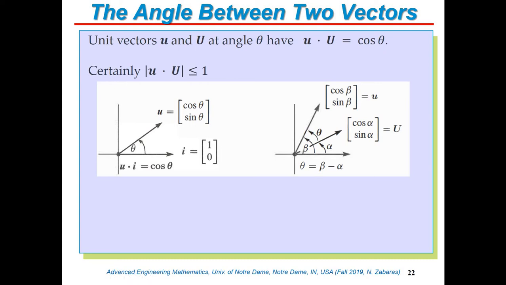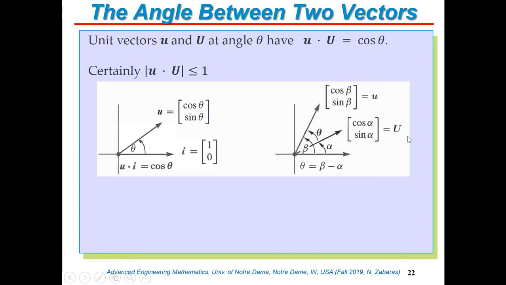And of course, you're going to ask, why is that? Maybe you already know this. Maybe you even use this as a definition of the dot product in other courses. But let's see, based on what we have said about the definition of the inner product, where this is coming from. So here is my vector u. It's defined by some angle beta, so cosine of beta, sine of beta. My capital U is defined by some other angle alpha: cosine of alpha, sine of alpha.